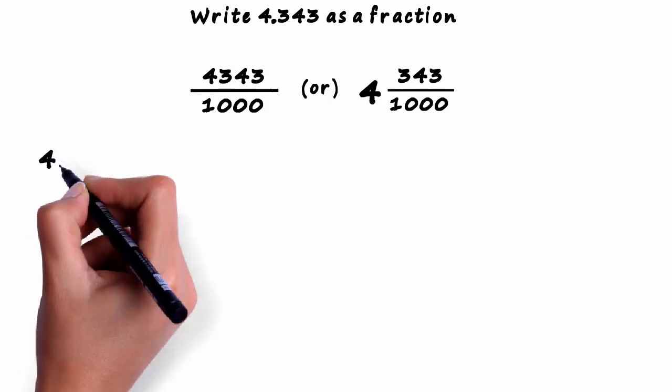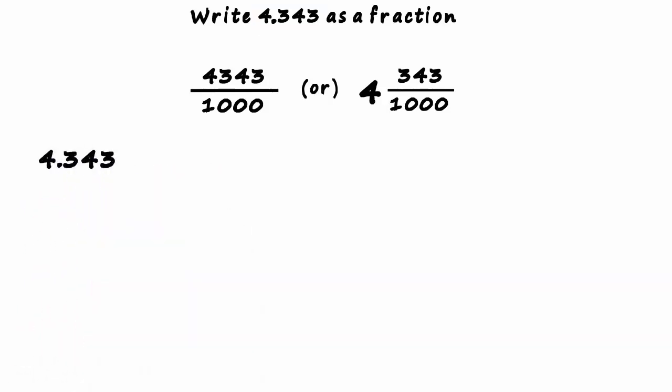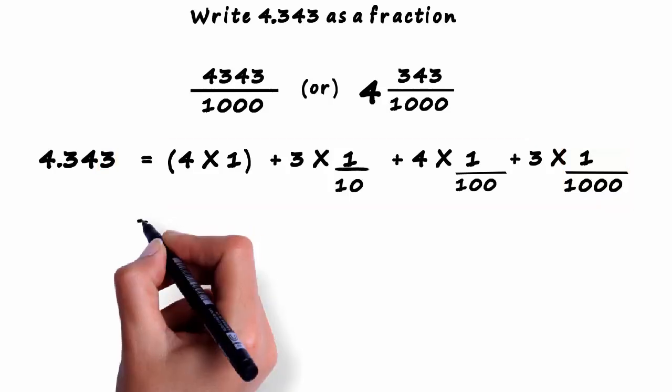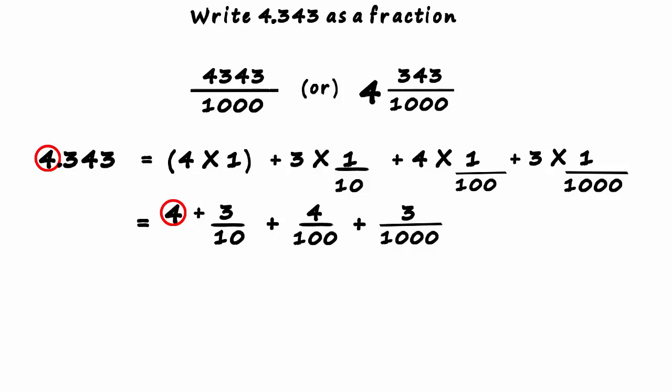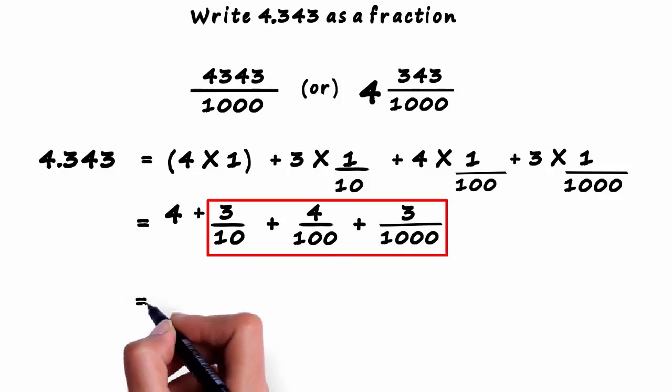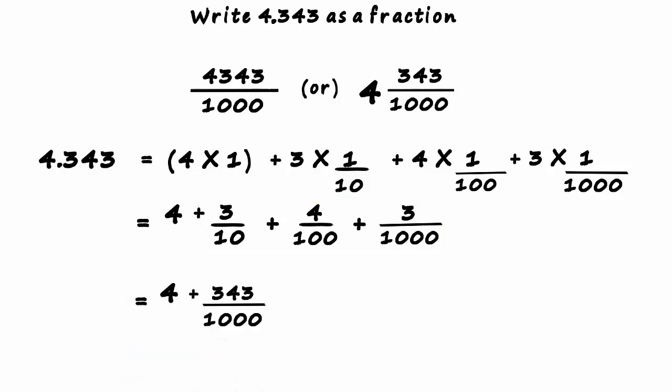Look at the decimal fraction, 4.343. Based on decimal places, this is how we can write it. 4 in the ones place, 3 in the tenths place, 4 in the hundredths place, and 3 in the thousandths place. Solving this further, this is what we get. 4 is the integral part, and the decimal part was written like this. And solving this further, we get 4 plus 343 by 1000, and this is the mixed fraction for 343 by 1000. If you add these two, you will get 4343 by 1000.